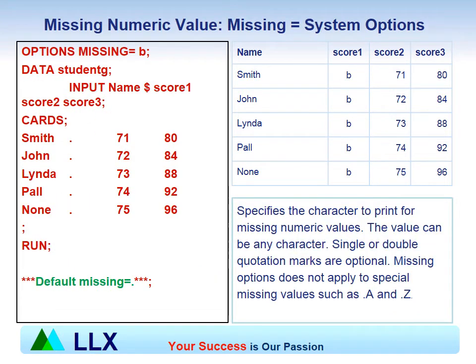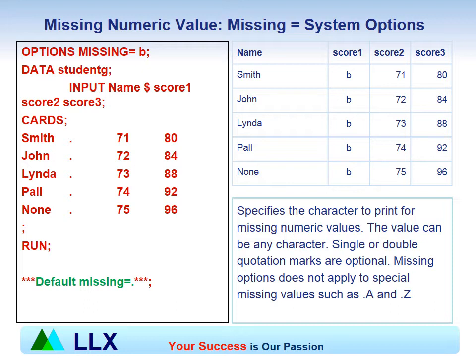Now we will talk about setting missing numeric values using system options. Using the options step, you can have SAS make every numeric missing value into a special character of your choosing, rather than the default period. Simply start the program with the options step, follow it with missing equals, then type what you want to replace the numeric missing values by.